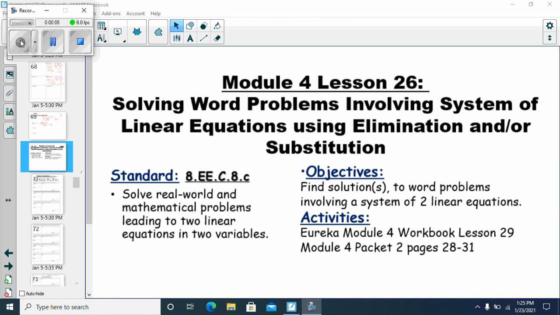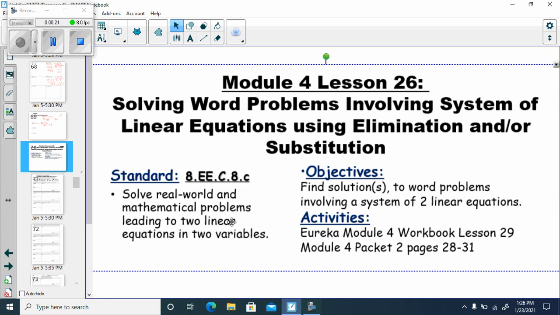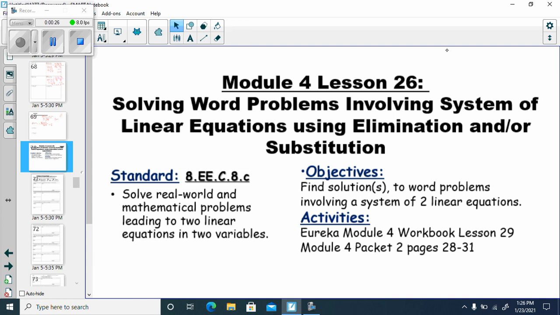This is Module 4, Lesson 26. We're going to start some word problems. So here we're going to solve word problems involving systems of equations using elimination and substitution, okay? Our standard is we're going to solve some real-world and mathematical problems leading to two linear equations and two variables. What we've been doing. The objective here is we're going to find solutions to word problems involving a system of two linear equations. This comes from your Eureka Module Workbook, Lesson 29, and from your packet.